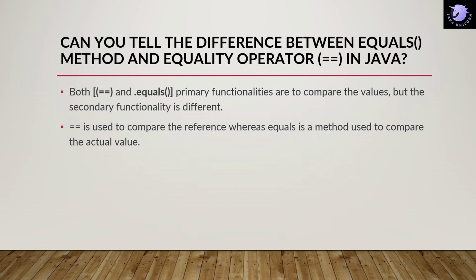Now the next question is, can you tell the difference between the equals method and the equality operator in Java? Both equals and == are used to compare values. But the main difference is that == will compare the references, whereas the equals method will compare the actual value. Let's understand with an example here.